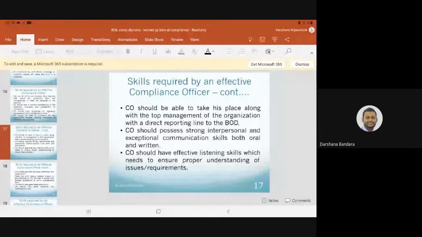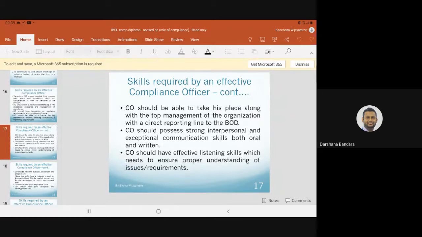Then continuing, the compliance officer should be able to take his place along with the top management of the organization with a direct reporting line to the board. That's why they insist the compliance officer has to be a senior member, ideally in the corporate management. He should be able to sit alongside the leadership team, right? And with a direct reporting line to the board of directors, which is a must. It's a regular requirement as per the governance regulations of this country. The compliance officer's direct reporting line is to the board integrated risk management committee chair. That is because independence needs to be given to compliance. If independence is not given to compliance and the compliance officer is going to report through the CEO or COO, that's a problem.